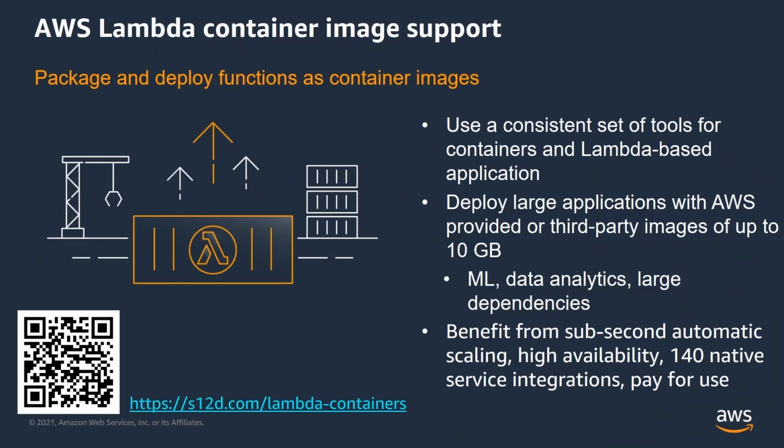Lambda container image support allows you to build and package your functions as container images from a Dockerfile. And this means you can take advantage of the rich container tooling ecosystem, including the Docker CLI. If you use container tooling to build applications, this allows you to benefit from the simplicity and familiarity of container development practices and dependency management, but also get the operational benefits of Lambda, with a larger deployment package size of up to 10 gig compared to zip archives, which are 250 meg. So you still enjoy Lambda's automatic scaling, high availability, start times of typically tens of milliseconds instead of seconds, and native integrations with 140 AWS services, and only paying for what you use.